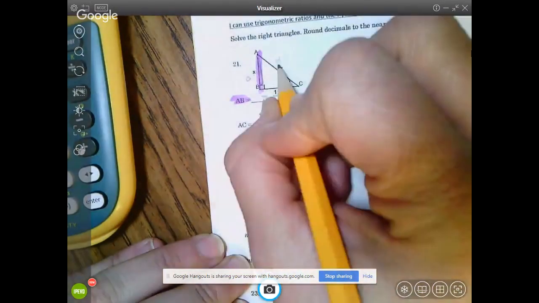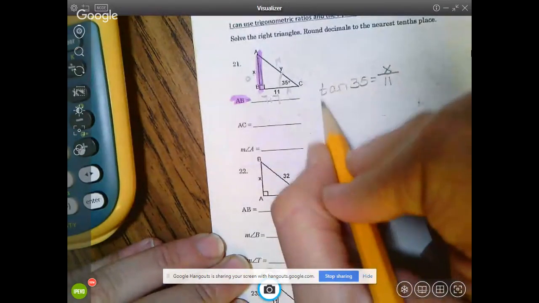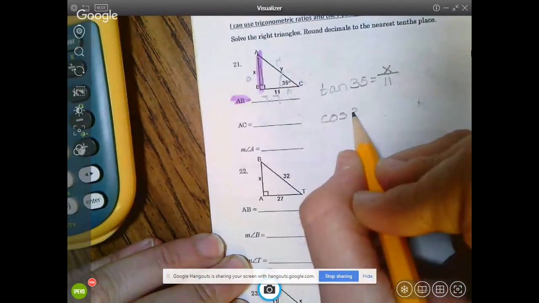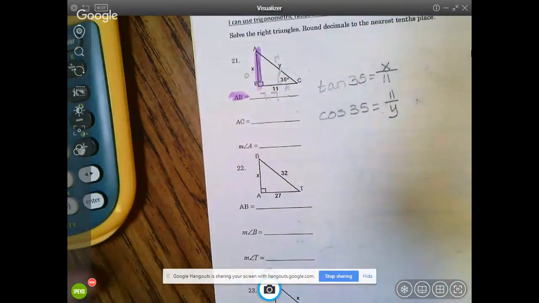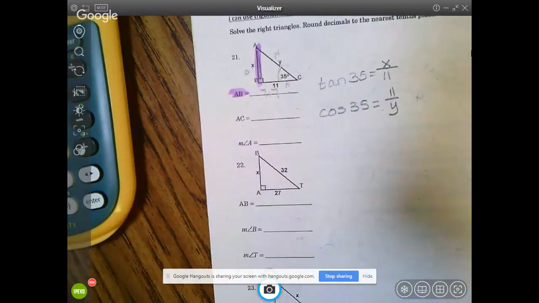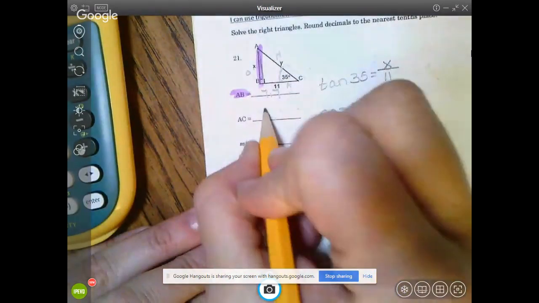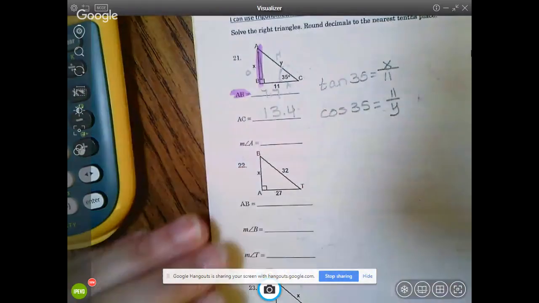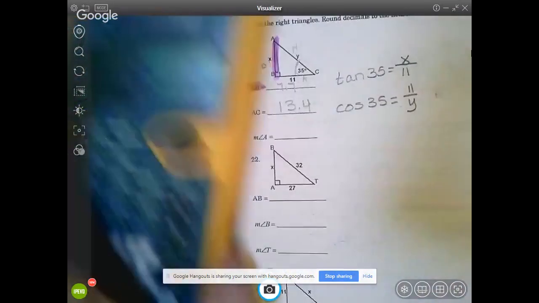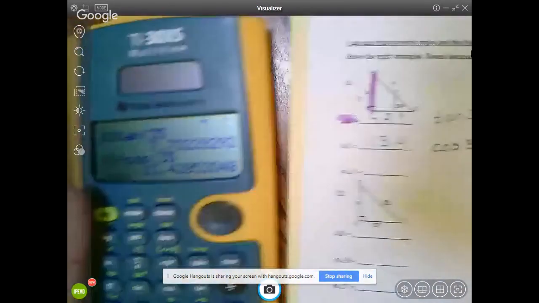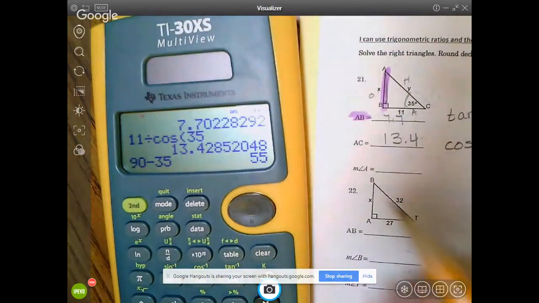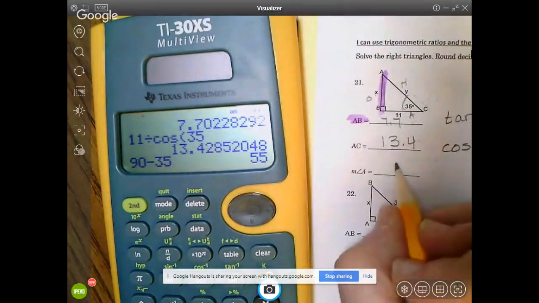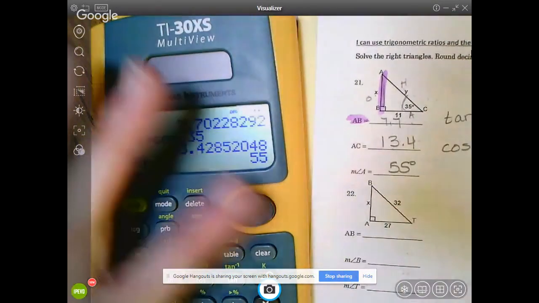Here we're trying to find our hypotenuse. So we're going to use cos. Cos 35 equals adjacent over hypotenuse. So we're going to flip and divide, or switch and divide. I got 13.4. And then the easiest way to find the angle, you could do inverse, but why do extra work? Just do 90 minus 35. And you could do 180 minus 90 minus 35, but it's just way easier just to subtract.